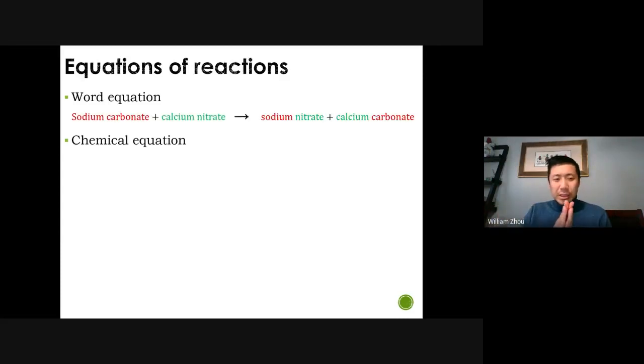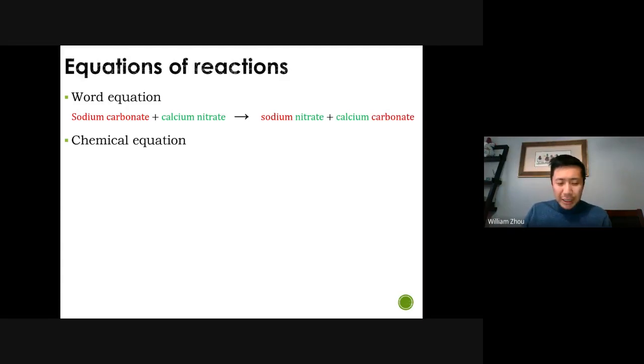Here's one. Sodium carbonate, that's the name of the compound, plus calcium nitrate, that's the name of the other compound. I color-coded this, red and green. And they mix together and their products become sodium nitrate plus calcium carbonate. Okay, notice there's a little mix here. Sodium was with carbonate, now it's with nitrate, and carbonate is now with calcium. You kind of like you did a switch, a little switcheroo. You take one, I take one from you. That's the word equation, the names.